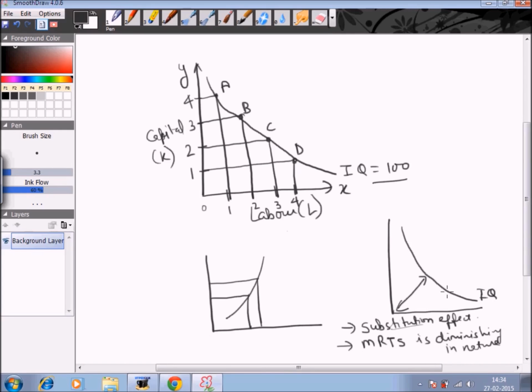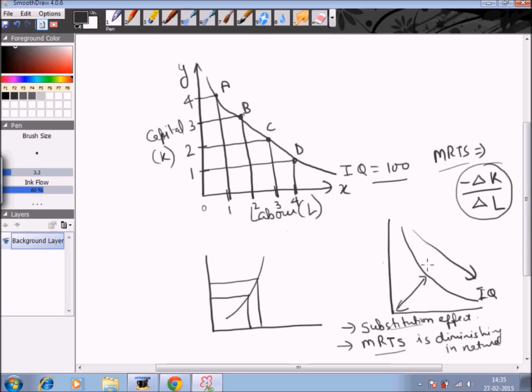As we have already seen, labor and capital are not perfect substitutes for each other, and the marginal rate of substitution is diminishing in nature. What is MRTS? MRTS can be calculated by the change in capital, that is the decrease in capital, divided by the change in labor. Now this MRTS basically denotes the slope of the isoquant curve.